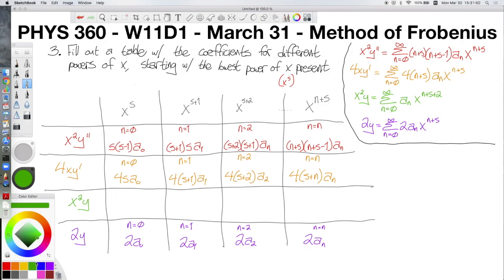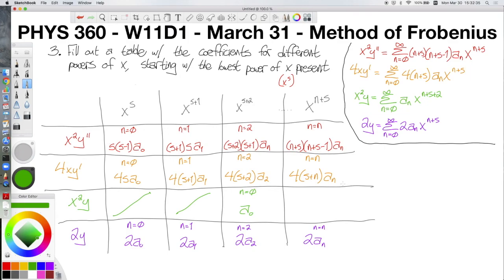Now, on to the tricky one. What value of n will give us a power of x of s for this green series? So what value of n do we have to plug in for this to give us x to the s power? And the answer is negative 2. But n doesn't go down to negative 2, it starts at 0, so we don't have a term for x to the s. Nor do we have one for x to the s plus 1. Because when we plug in n equals 0 to that green expression, we get a power of x to the s plus 2. And that coefficient then is just a0.